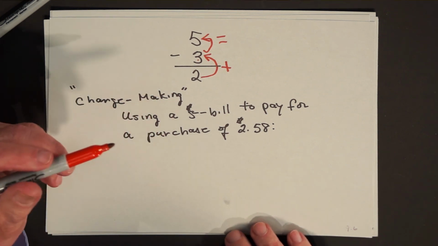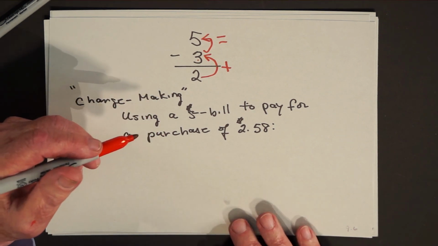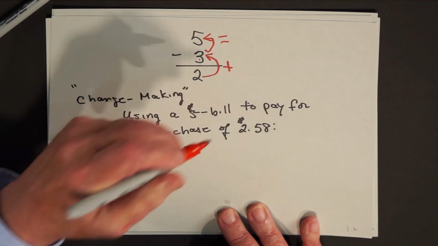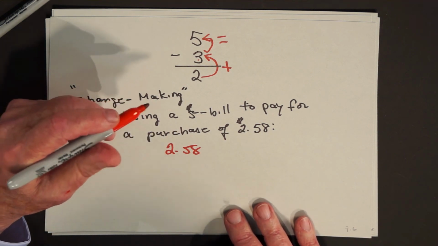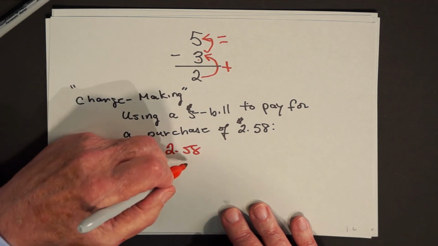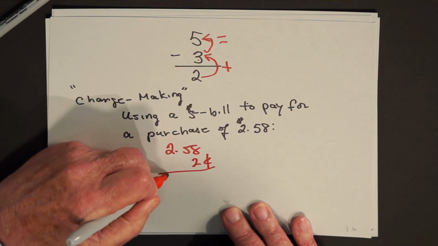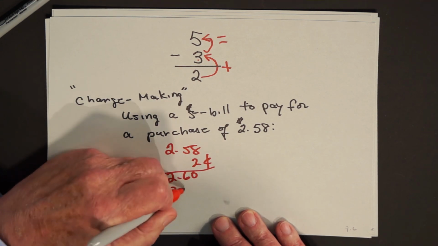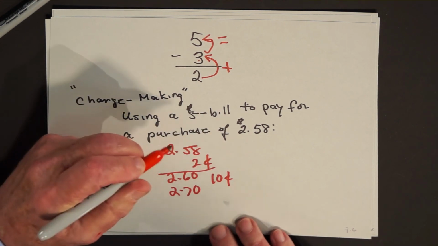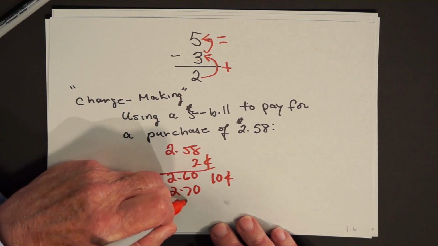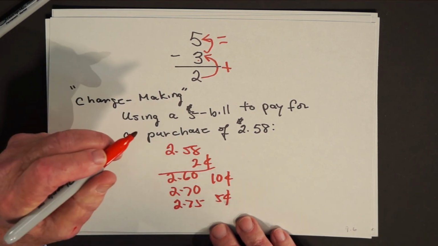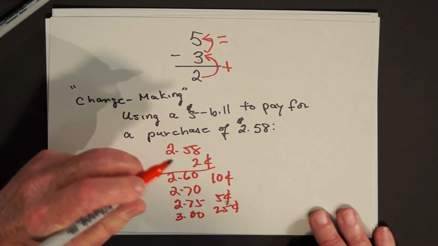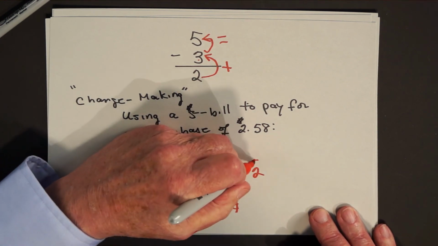And we do this in change making all the time before they had computers. If you pay for a $2.58 purchase with a $5 bill, the man didn't subtract. He says $2.58, then he gives you 2 cents and says that makes $2.60. Then he might give you a dime, 10 more cents, makes $2.70. Then he gives you a nickel, makes $2.75. Then he gives you a quarter, that makes $3. And then he gives you 2 $1 bills to make 5.